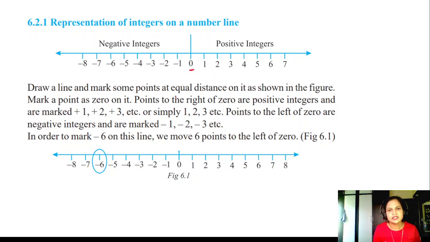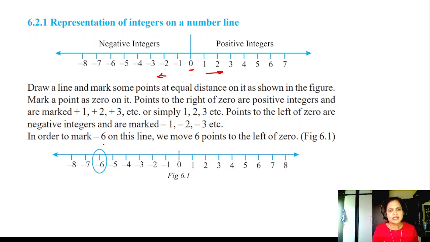This is 0. These are all positive integers. These are all negative integers. Draw a line and mark some points at equal distances, as shown in the figure. Mark the point 0 on it. Points to the right of 0 are positive integers, and to the left are negative integers.